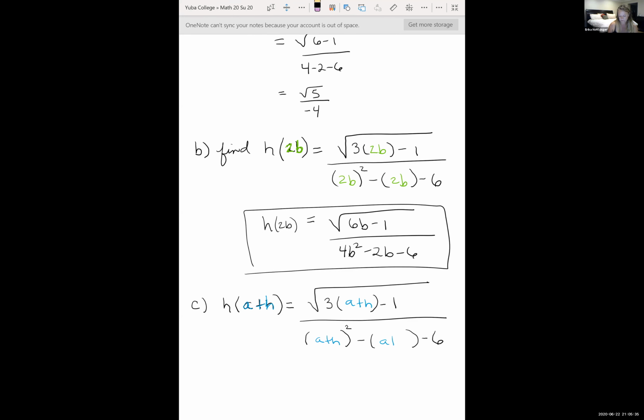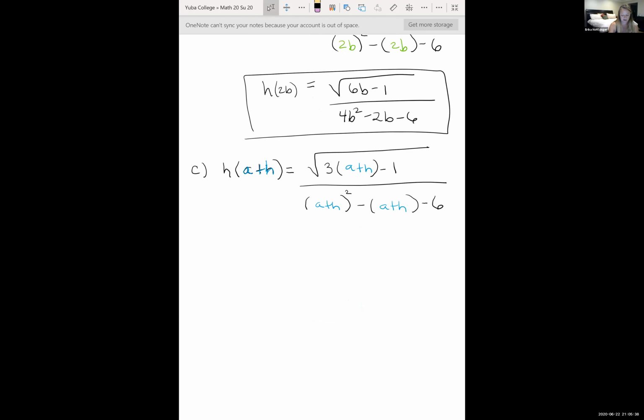Again, we can't get this down to a number, but we can simplify it. And so I notice I can distribute my 3 inside the parentheses a plus h. That would give us 3a plus 3h minus 1, all that underneath the radical. I notice I can distribute out a plus h times a plus h. I also notice that negative could be distributed to each term. So this is minus a minus h minus 6.